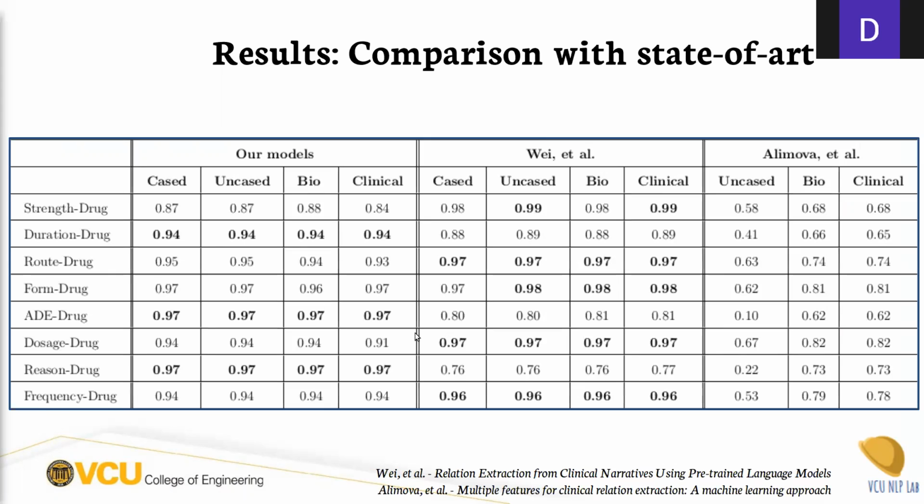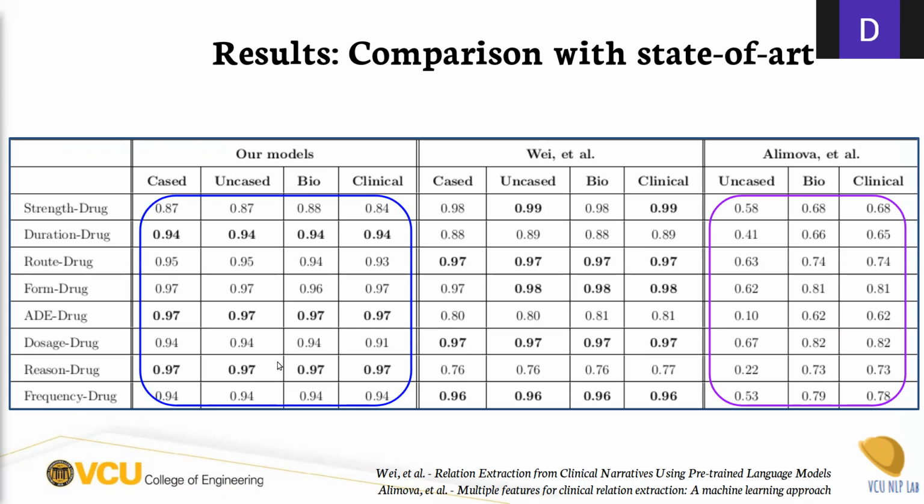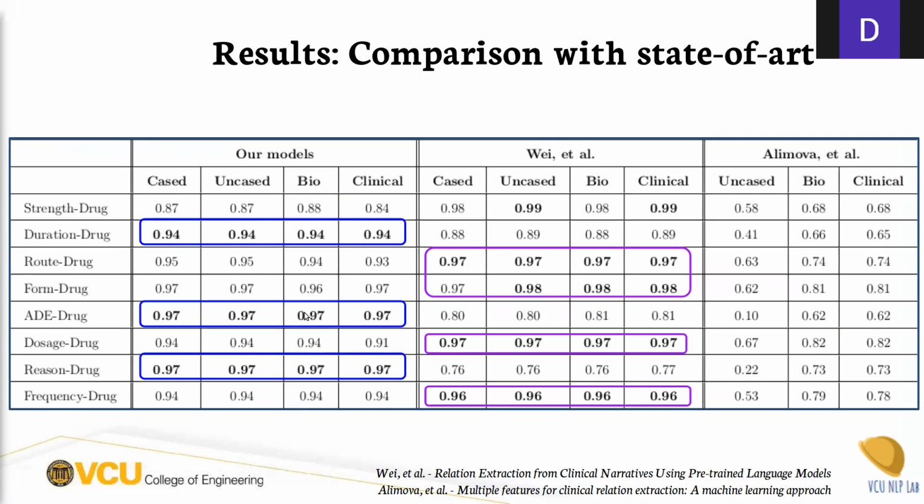Here we compare our BERT results with two previous works, Wei and Alamova. This table shows the F1 scores achieved by each model. The F1 scores of all three models of Alamova are lower than ours. The F1 scores of Wei's and ours are almost the same, but we find the results complementary because the relations that did not perform well with Wei's model performed well with our model and vice versa.